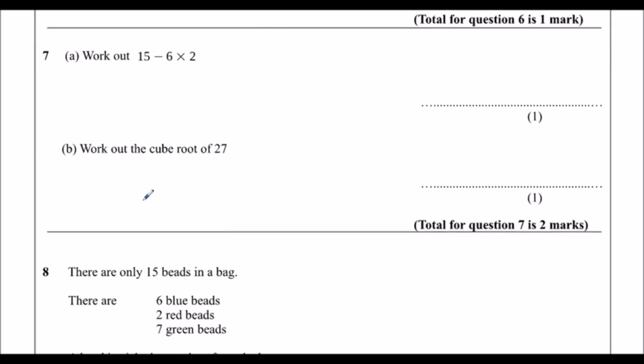Question 7. Work out 15 minus 6 times 2. So this is a BIDMAS or a BODMAS question. So we need to get our order of operations right. And multiplication comes before the subtraction. So we're going to do the multiplication first. So 6 times 2, which is 12. And then 15 take away 12.